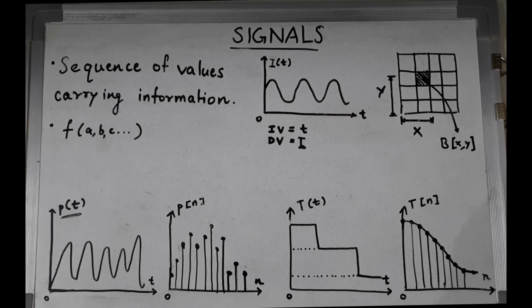A point to note here is that whenever the independent variable is discrete, we use the notation of square braces to index the variable. However, when the independent variable is continuous, we use the notation of parentheses. So these are the major differences between the types of signals, and we also learned what is a signal in the beginning.